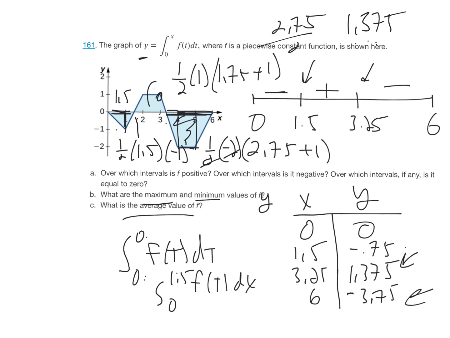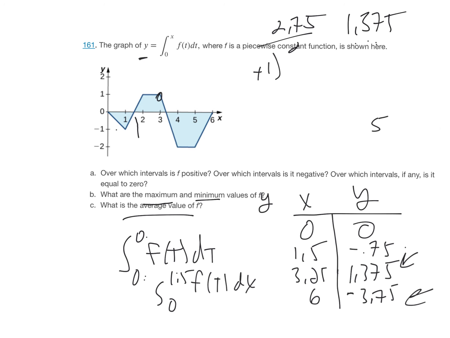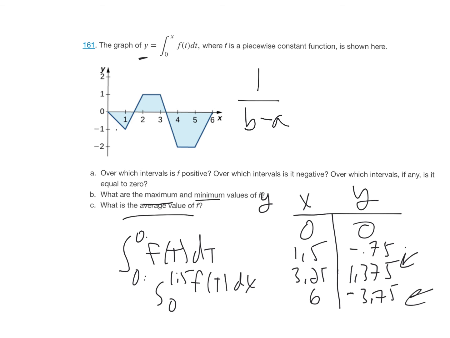So now they're looking for the average value. Let's see, what can I delete? I don't want to delete everything because I really want that thing down at the bottom. But let's see if I can delete some of these to clean it up a little bit. So do you remember how to find the average value of a function, it's 1 over b minus a times the integral from a to b of f of x dx.